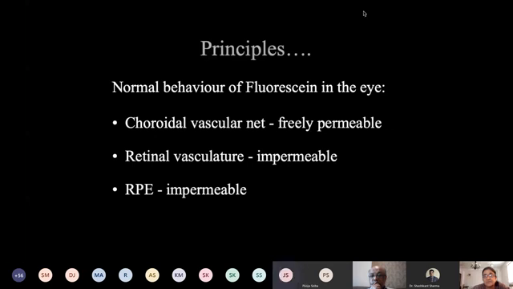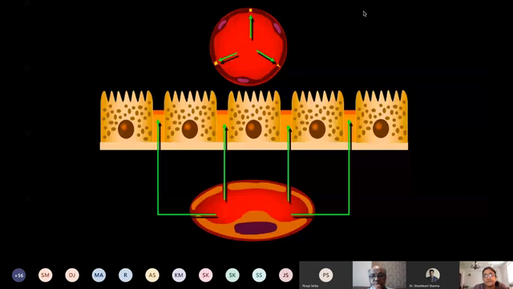So this is just a diagrammatic representation of the same thing. Here you have the choroidal vessel. The dye has freely flown out of the choroidal vessel, so you are not able to see the structure. These are the RPE cells. RPE cells are impermeable to this dye, and you are able to see them. And these are the retinal vessels. Again, the dye is not able to go out of them, so you are able to see the retinal vessels.